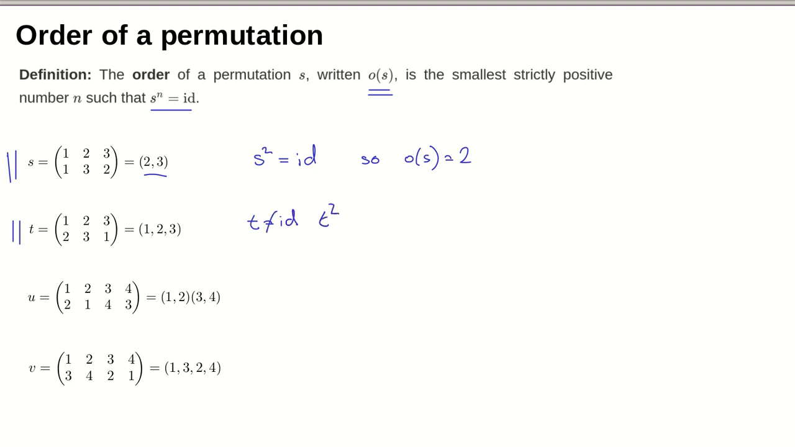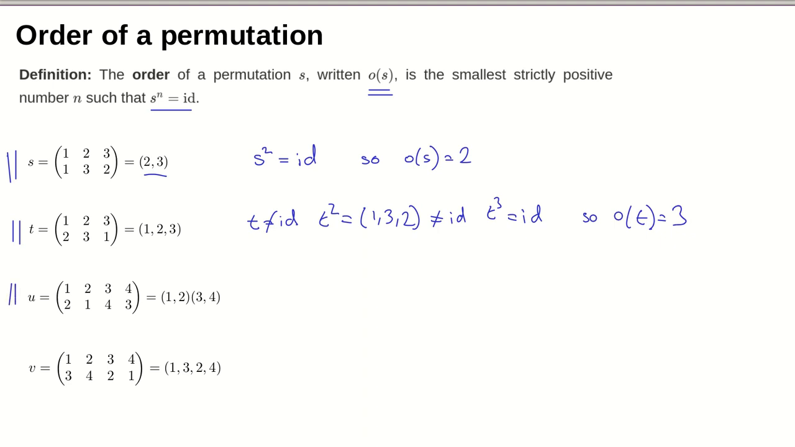T squared, we worked this out and we saw that it was 3. Well, I wrote it before as 1, 3, 2, and that's not the identity. But t cubed is the identity. So the smallest strictly positive power of t equal to the identity is the third power, so the order of t is equal to 3. And here's a couple of examples which you might like to check yourself.